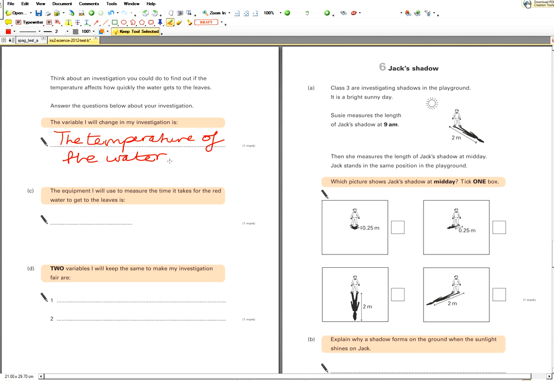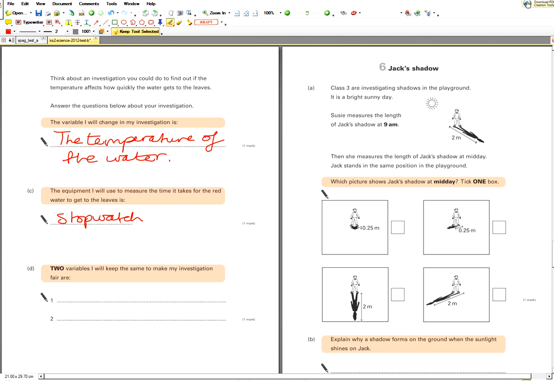The equipment I will use to measure the time it takes for the red water to get to the leaves is what we use to measure the time. A stopwatch. It's a watch that stops. Or we could write clock, watch, or even electronic timer. Any of those answers will do.